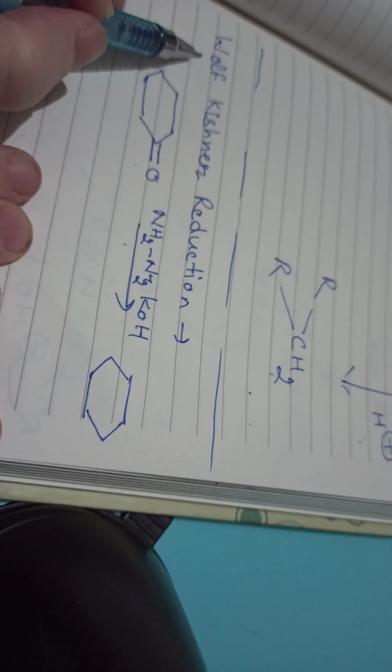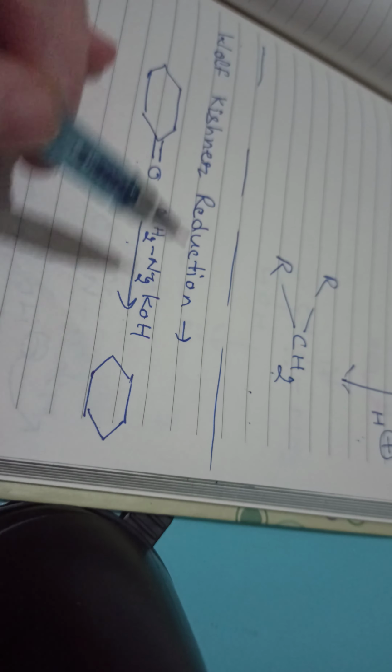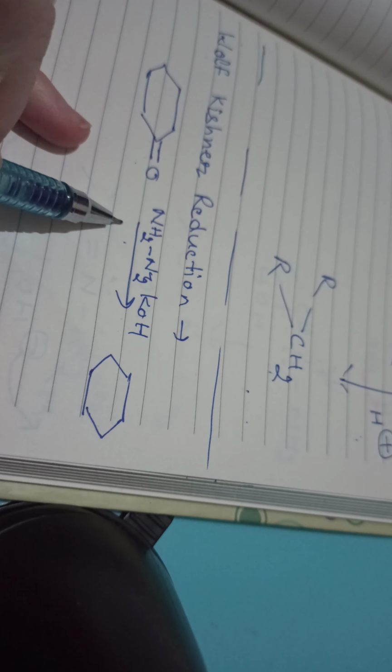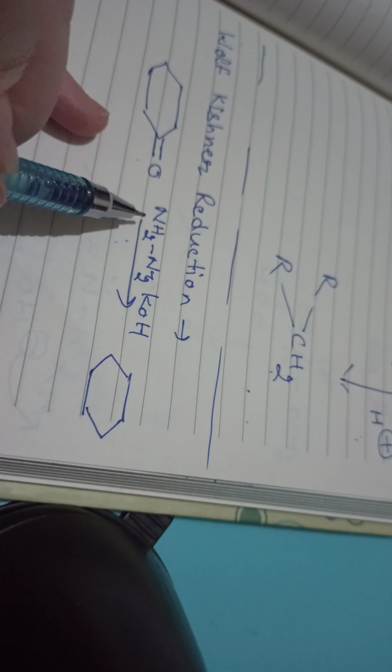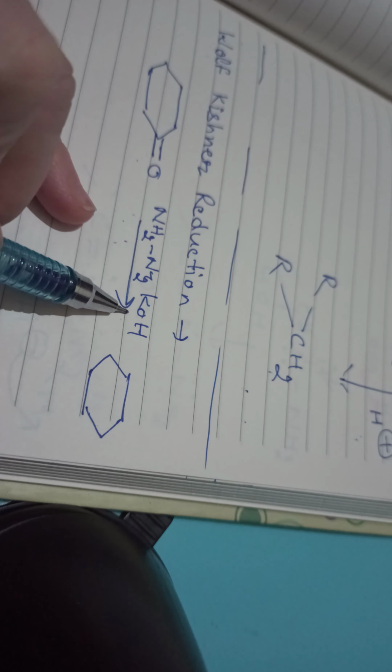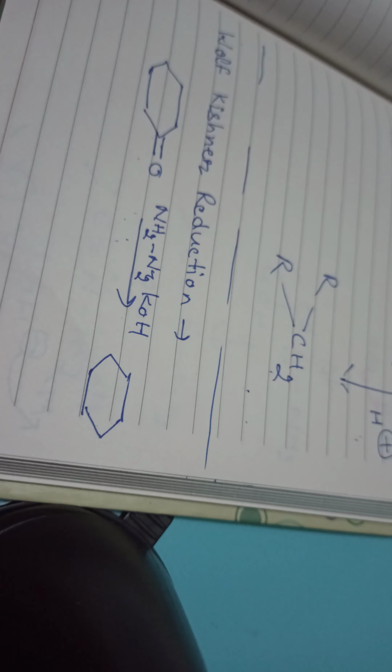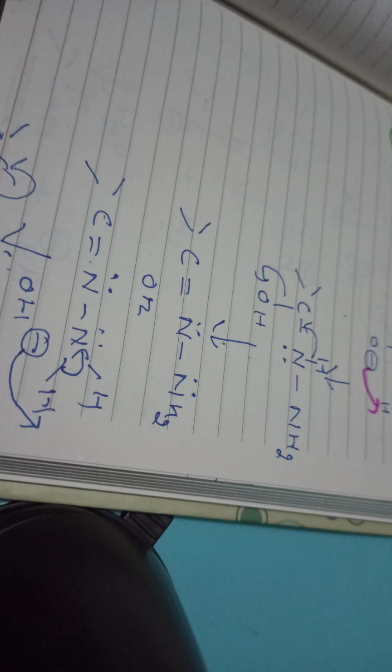Next case for the reduction of carbonyl to CH2 is the Wolff-Kishner reduction. The reagent used in the case of Wolff-Kishner reduction is hydrazine and potassium hydroxide, meaning hydrazine in the presence of alkali. So let us see the mechanism for this case.